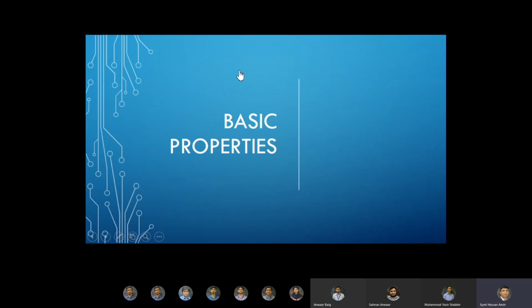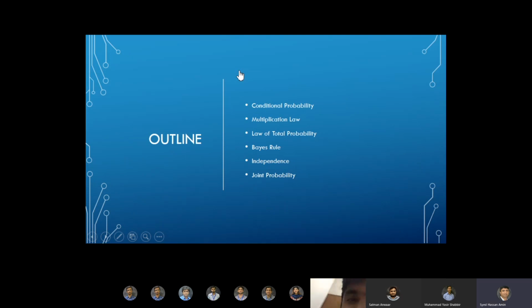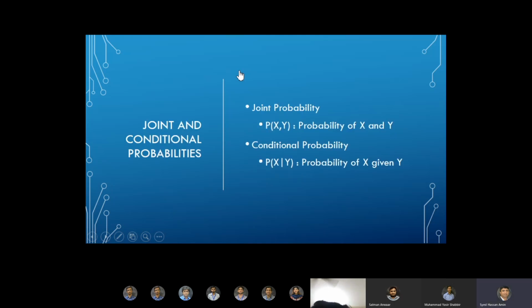So let's move further and look at basic properties, which include conditional probability, multiplication law, law of total probability, Bayes rule, independence, and joint probability. These are the few key properties that we will further look into. In the real world, you have multiple events and you are interested in their joint probability. So the probability of X and Y you would write as P(X, Y). Then you have conditional probability, which is probability of X given Y. You can see how we have written that down.